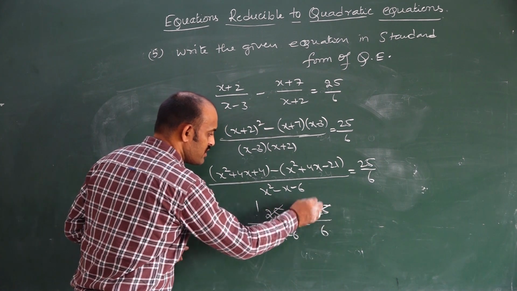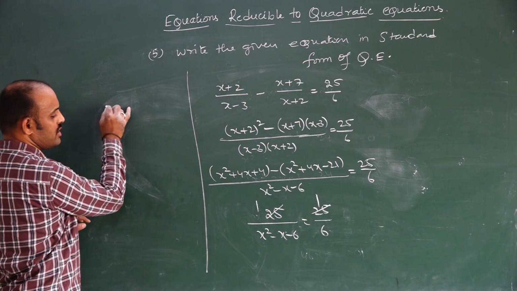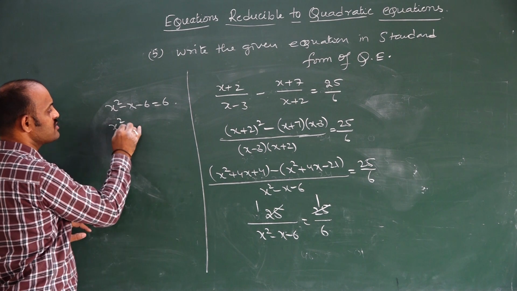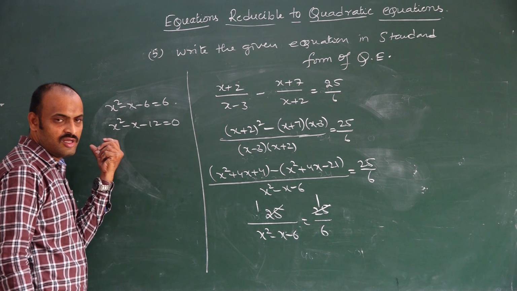25 ones. Now do the cross multiplication. x square minus x minus 6 is equal to 6. Therefore x square minus x minus 12 is equal to 0 on transposing every term to the left hand side.